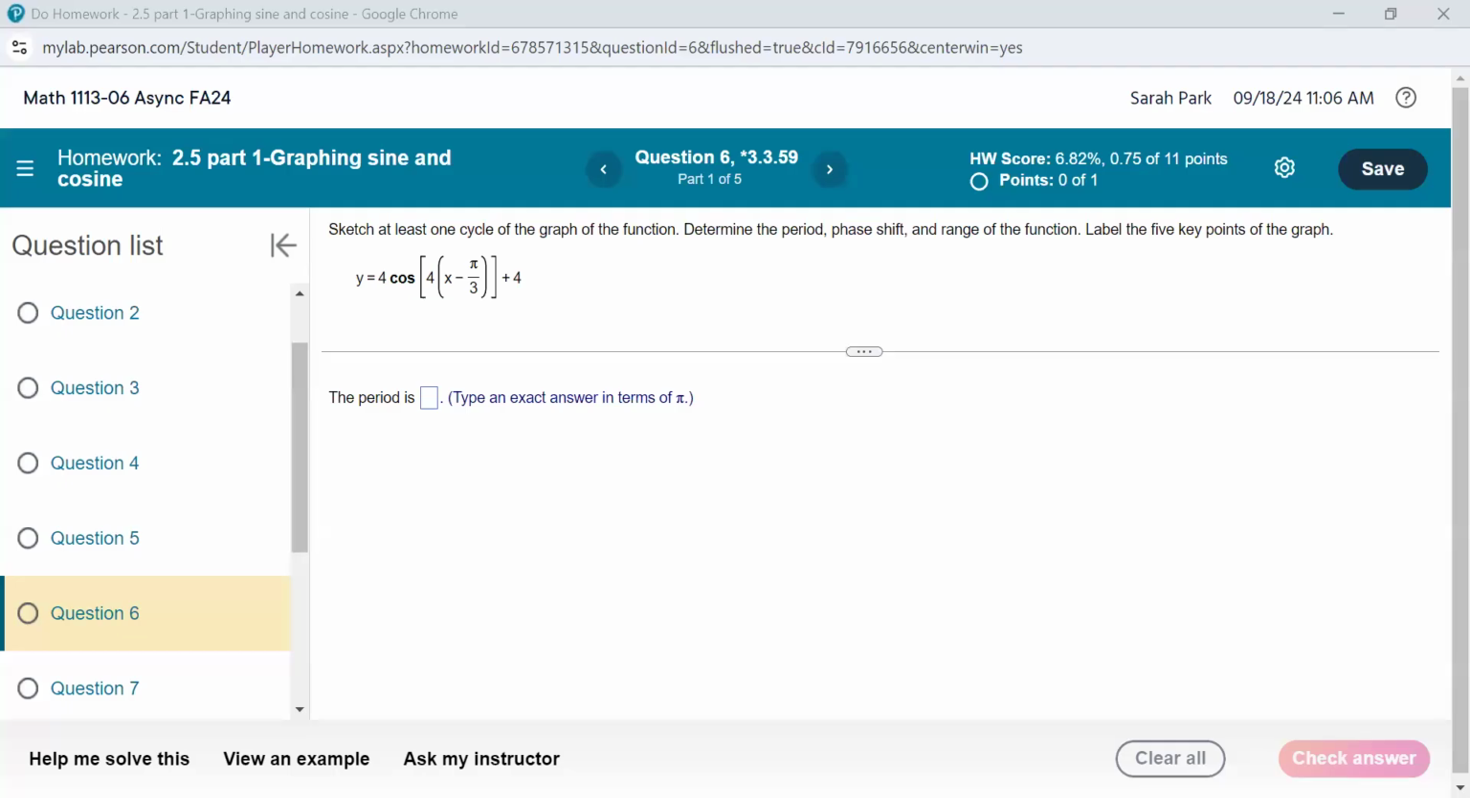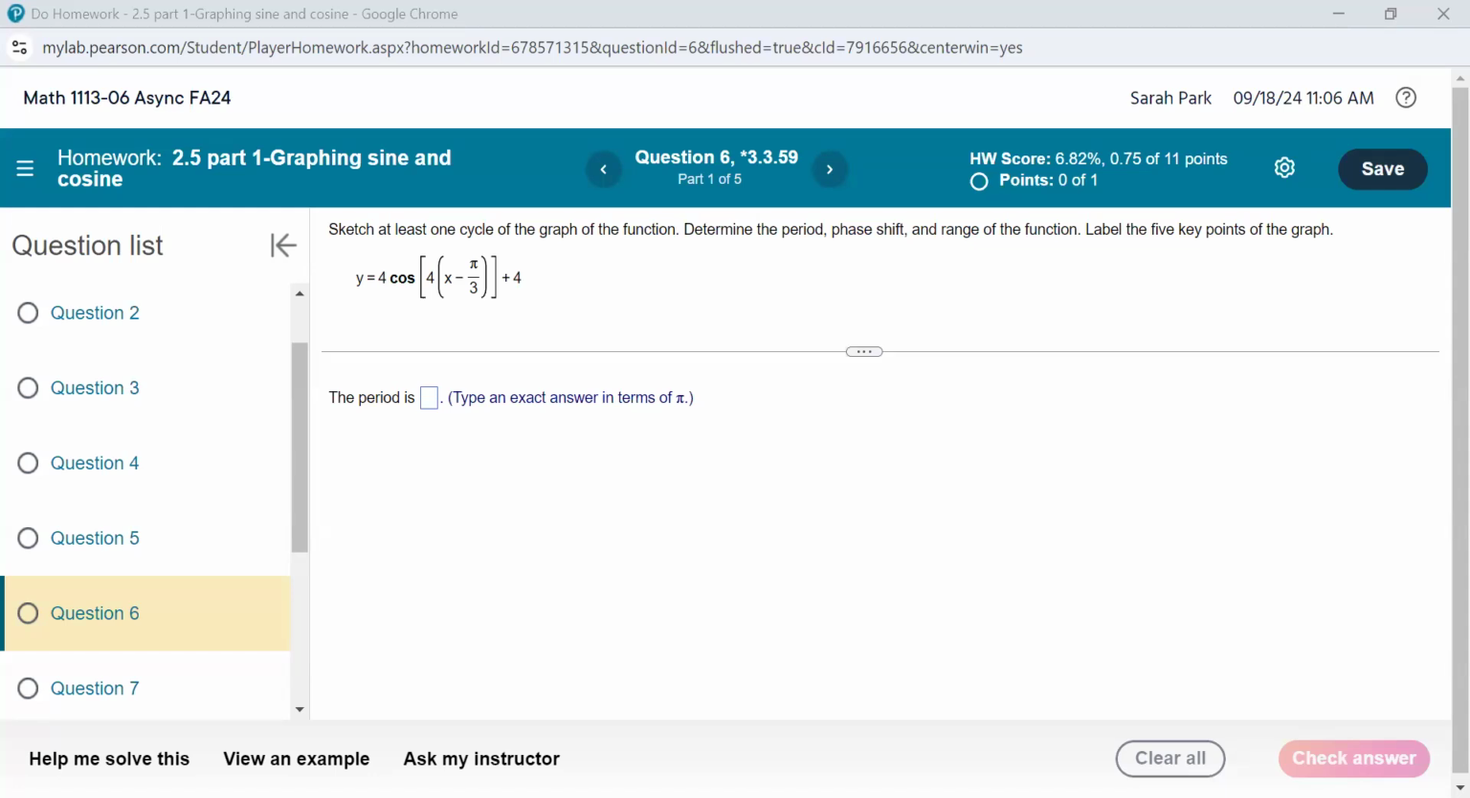Hi, I've been getting some questions regarding the graphing sine and cosine homework problems. So I just wanted to go over some problems with you, to help you get a better understanding of the graphs. So this is number 6 in the homework 2.5 part 1, graphing sine and cosine functions.